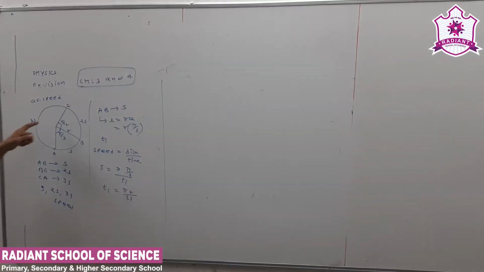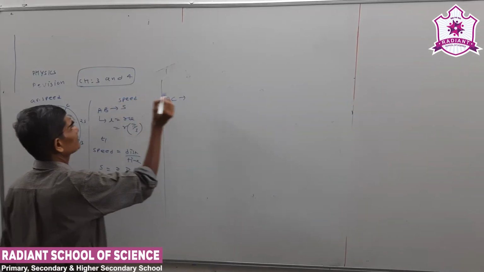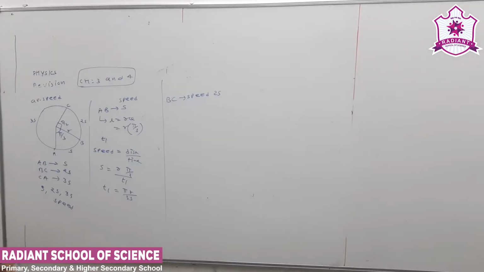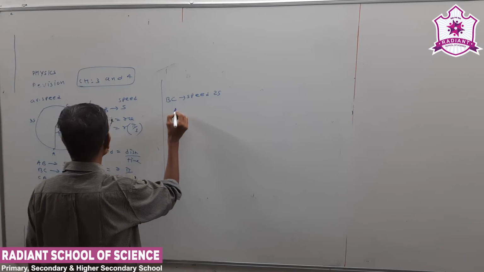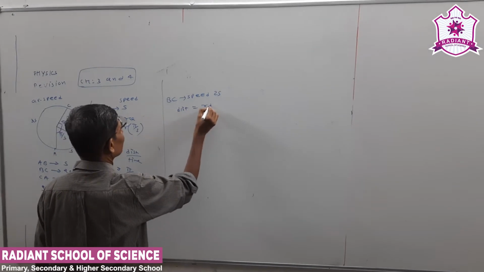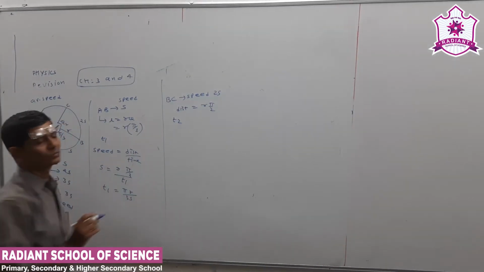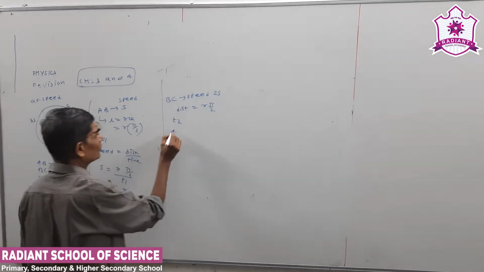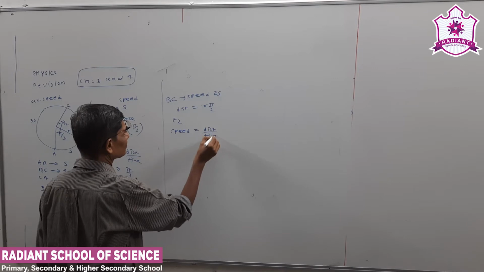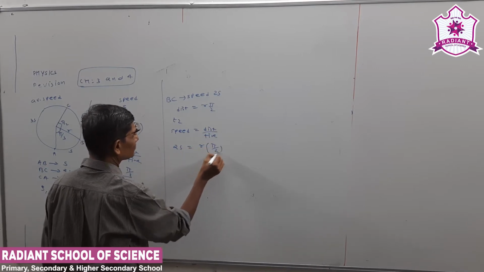Now the BC part. Here speed is 2s. So here the length of the arc, the distance, will be equal to r into pi by 2. Now let us say the time is t2. So again we use the formula, speed is equal to distance, r into pi by 2, upon t2.